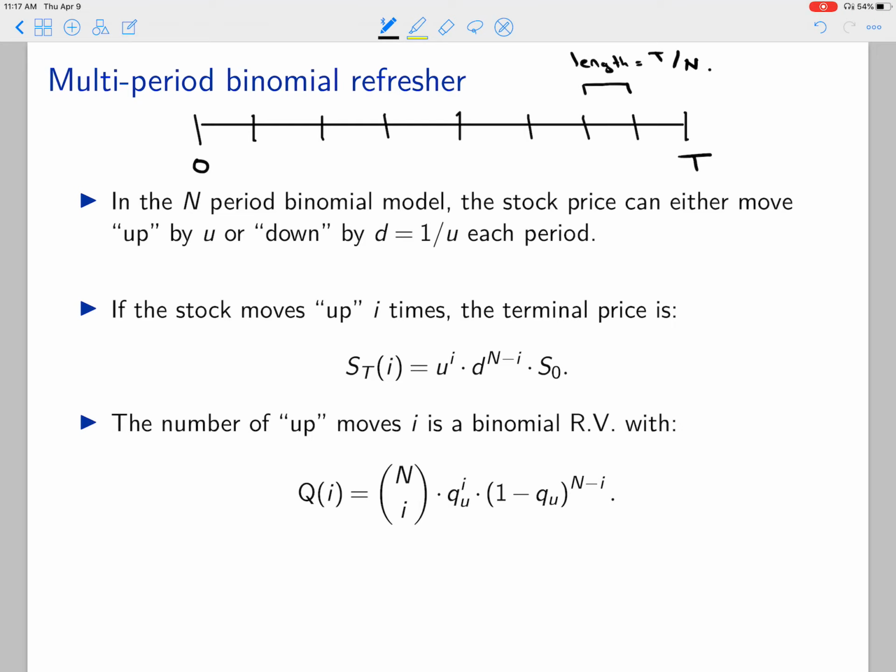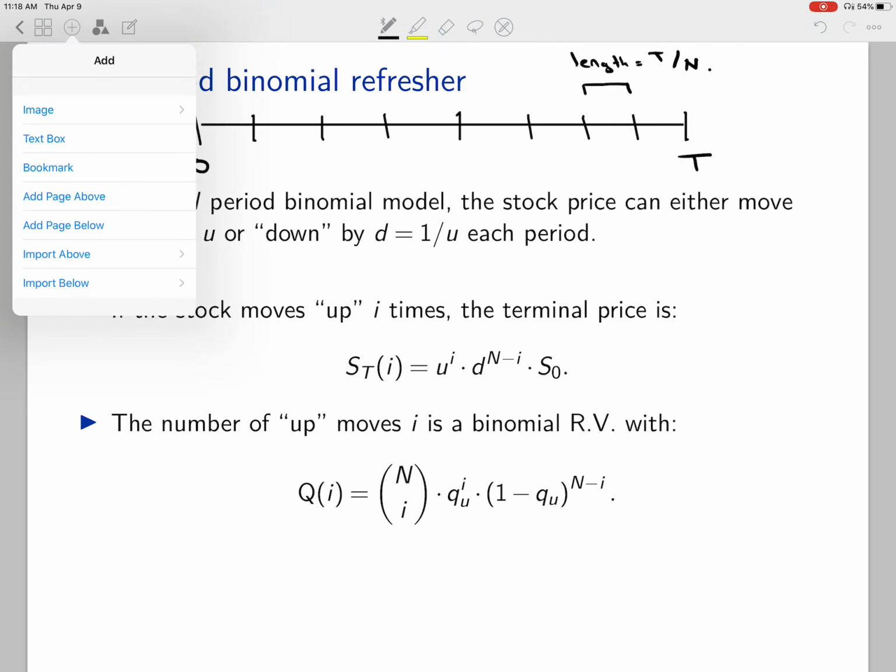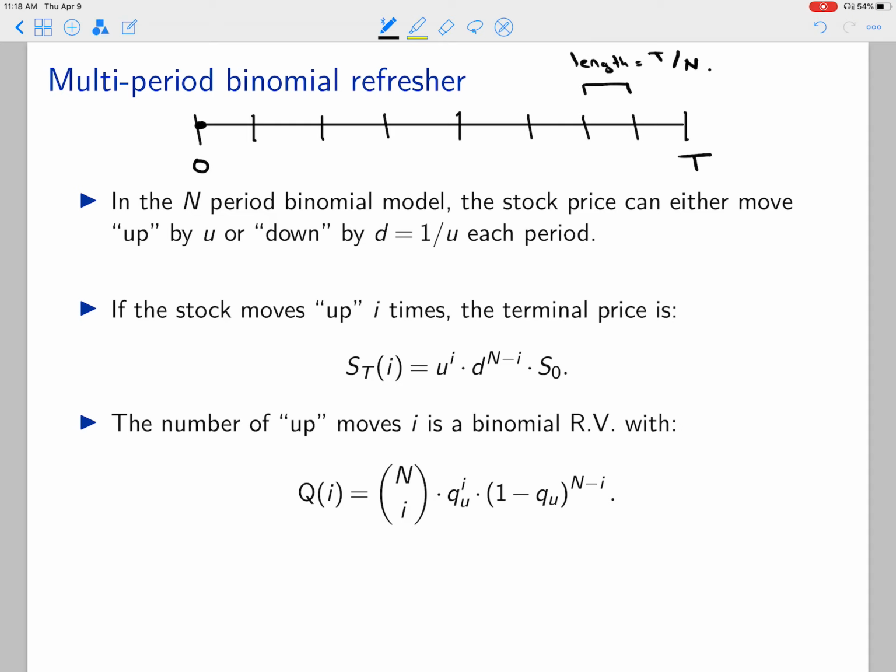In the multi-period binomial model, we had 2 basis assets. There was a stock with a risky payoff and a risk-free bond with a continuously compounded risk-free interest rate of R. In each period, we assumed that as part of the binomial assumptions, the stock price could either move up or down. So for example, at date 0, the stock price either moved up or down. If it moved up, it increased by a factor of U. If it moved down, the stock price decreased by a factor of D, which was 1 over U.